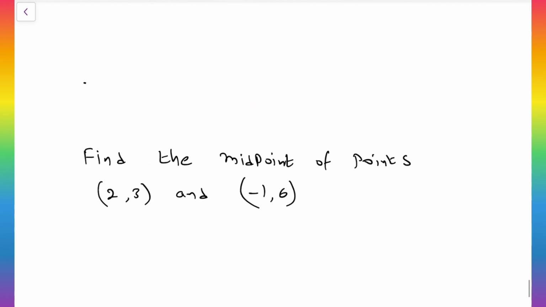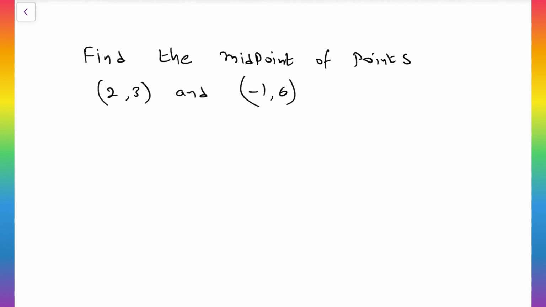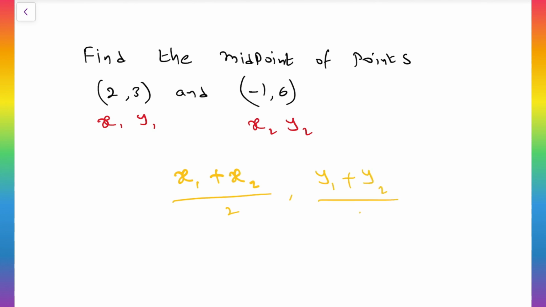Next, find the midpoint of the points 2 comma 3 and minus 1 comma 6. This I am taking as x1 y1 and this I am taking as x2 y2. So what is the formula for midpoint? x1 plus x2 by 2 comma y1 plus y2 by 2. So we just need to substitute those numbers in this formula. Let us substitute now. x1 is 2 plus x2 is minus 1 divided by 2 comma y1 is 3 plus y2 is 6 divided by 2.